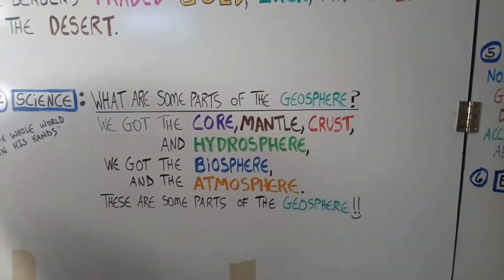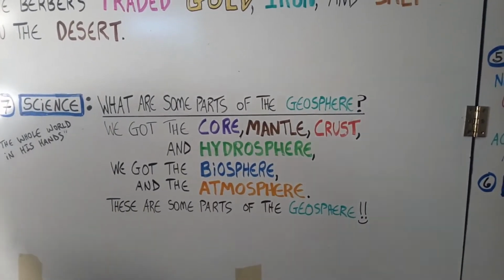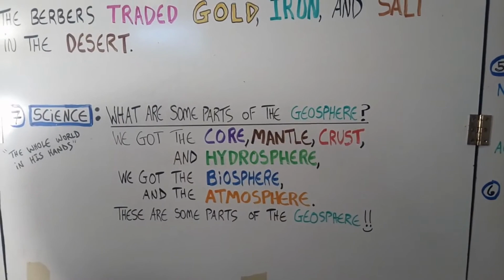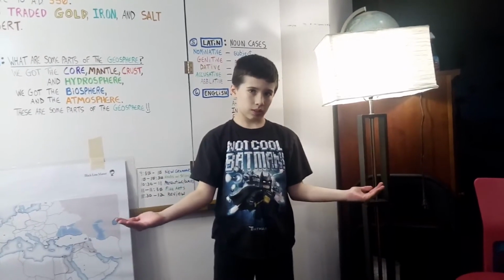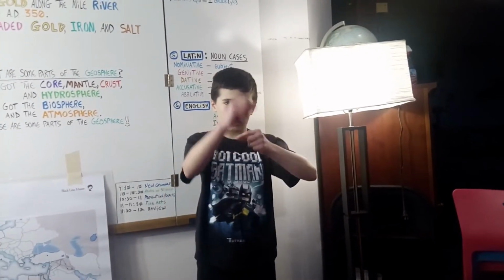This week's sentence is, what are some parts of the geosphere? So I thought of, what are some parts of the geosphere? How about the world, he's got the whole world in his hands. So we put our arms out. What are some parts of the geosphere? We make a G and we make a circle around it. What are some parts of the geosphere?